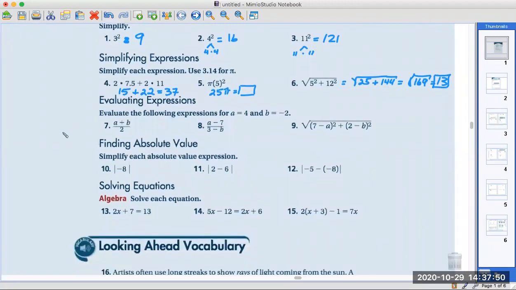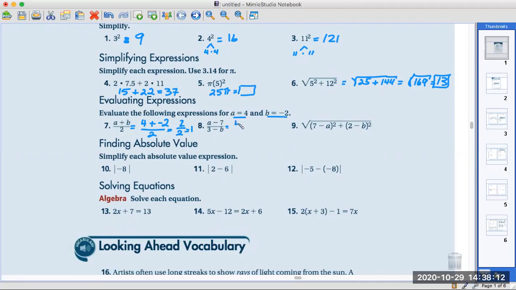Evaluate the expression. It means we're substituting these numbers for the letters. So A is 4, plus B is -2, all that divided by 2. 4 minus 2 is 2. 2 over 2 is 1.